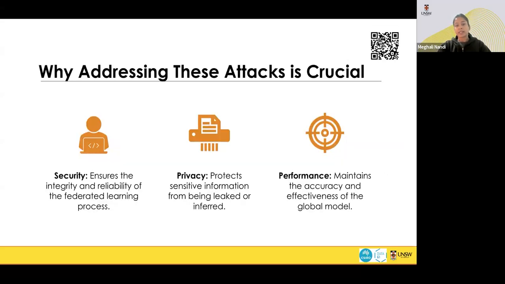So why is addressing these attacks crucial? Federated learning was launched because we needed the security and privacy of the data which exists in the client nodes, right? And we also need the performance of the global model to remain effective, and the accuracy and effectiveness of the global model should be maintained. So, because of those reasons, we need to address these attacks.